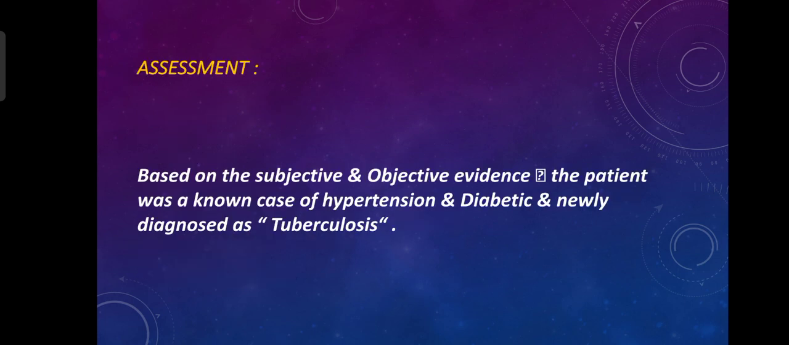Assessment. What we have as diagnosis. Basically, based on the subjective and objective evidence, the patient was a known case of hypertension and diabetes mellitus and newly diagnosed as TB. This patient already has hypertension and diabetes, and now TB has also been diagnosed.